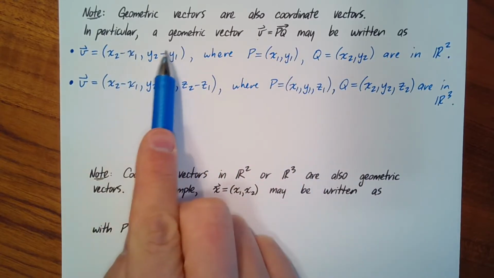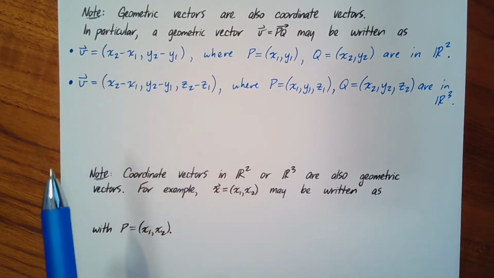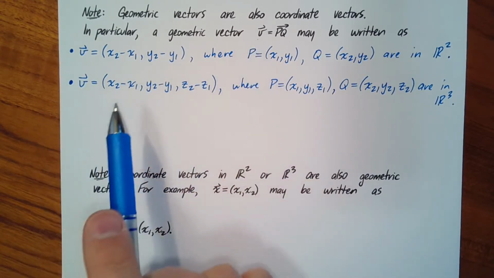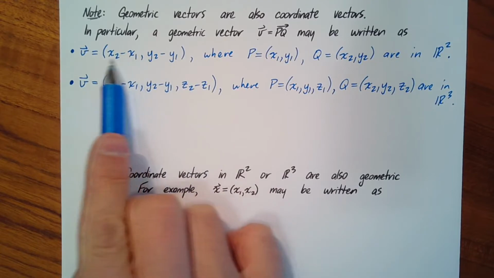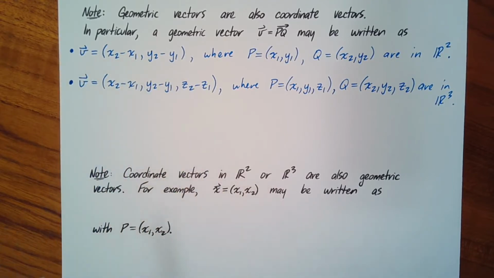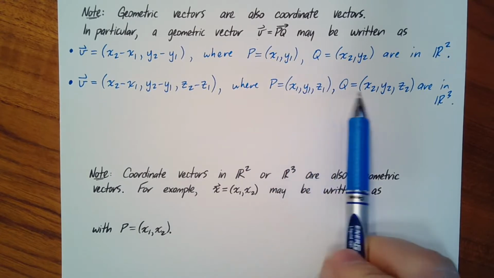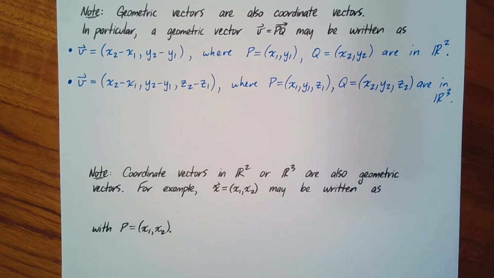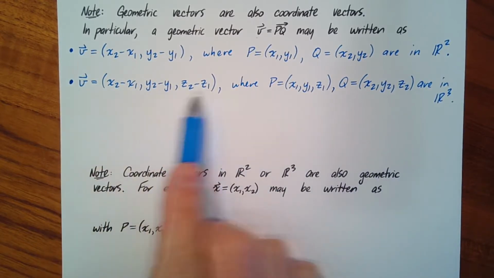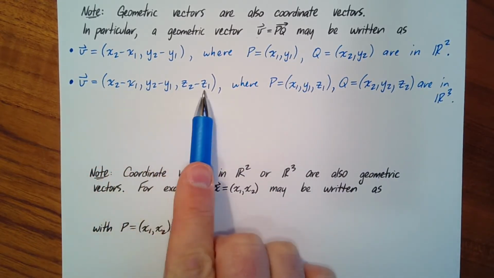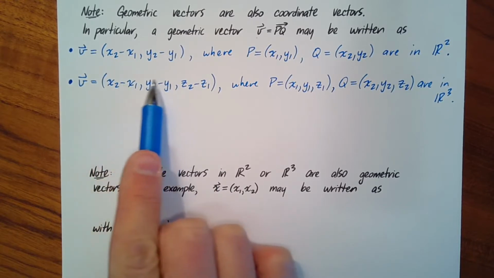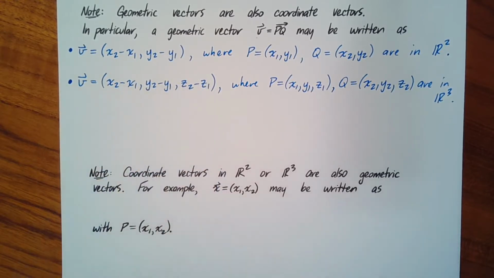You've got a first coordinate and a second coordinate, which means that if you have a geometric vector in R2, this will tell you how to convert it into a coordinate vector in R2. If you have a geometric vector in R3, then x1, y1, z1, x2, y2, z2 are all just real numbers, right? So if you plug them into this formula over here, you're going to end up with a coordinate vector in R3, because this is your first coordinate, your second coordinate, and your third coordinate. So that's how you can convert geometric vectors into coordinate vectors.